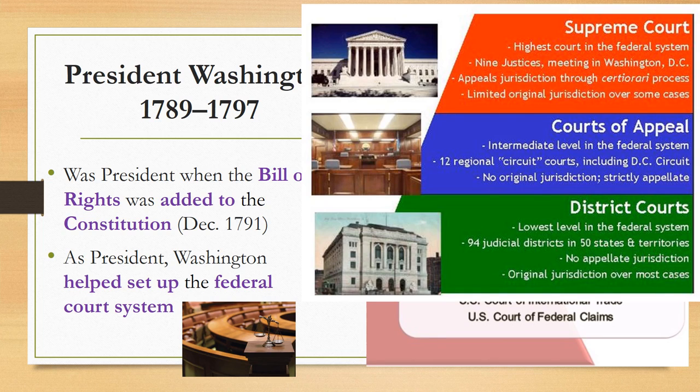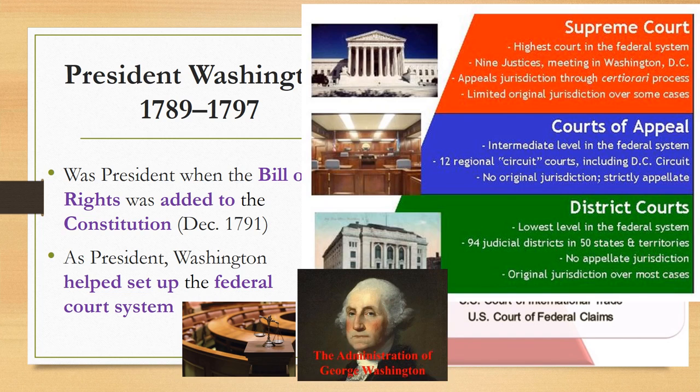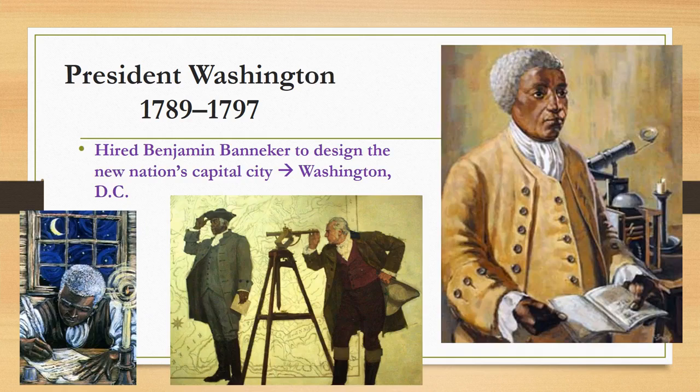Finally, if your case moves on from the Courts of Appeal up to the Supreme Court, this is a very important court. It's the highest court in the land, the highest court in the federal system. There are 9 justices. They meet in Washington, D.C. They have appeals jurisdiction through a special process and limited original jurisdiction over some cases. And George Washington's administration is the administration that set up this 3-tiered judicial system.